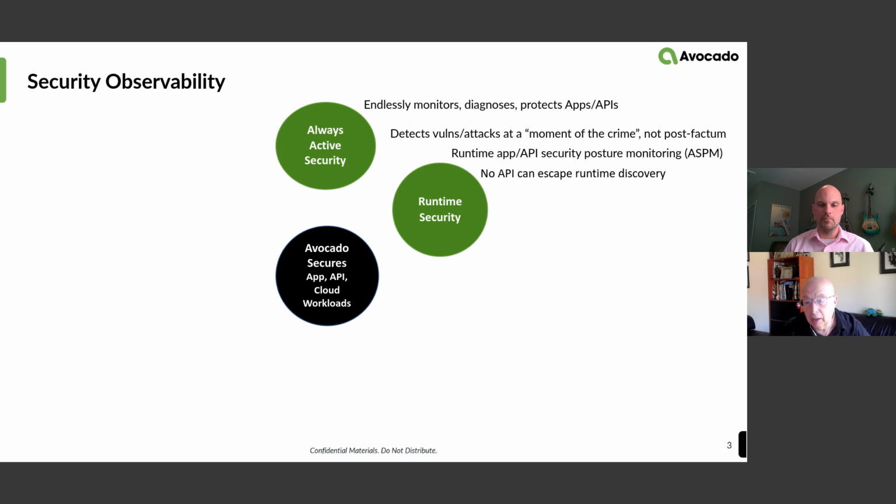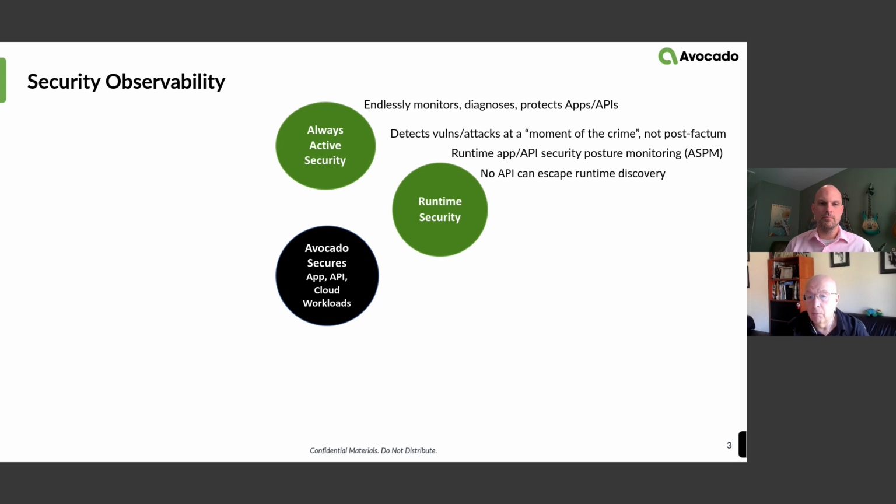It should be runtime security, because most security approaches are not runtime. As we mentioned, there are scanners, but with runtime security, we must be detecting attacks at the moment of the crime, not post factum, which happens very often. It should really be an application security posture monitored at every moment, on demand. It must produce a state of security of an application, and this security should not allow any API, actually any call, to escape discovery and diagnosis.